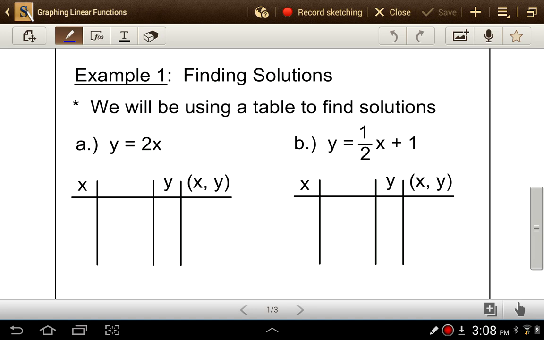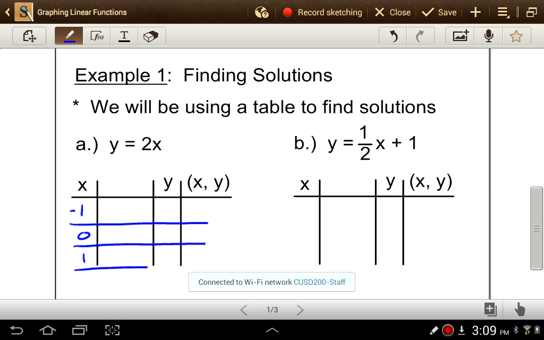Okay, so in example A, we have y equals 2x. And I have started my table of solutions here. So I'm going to fill in some values for x. Now, I might give them to you on a test or quiz, but in reality, you get to choose what values you want for x. So I'm going to choose a negative number, negative 1. I'm going to do 0. I'm going to do 1. And just to be fun, I'm going to use 3.